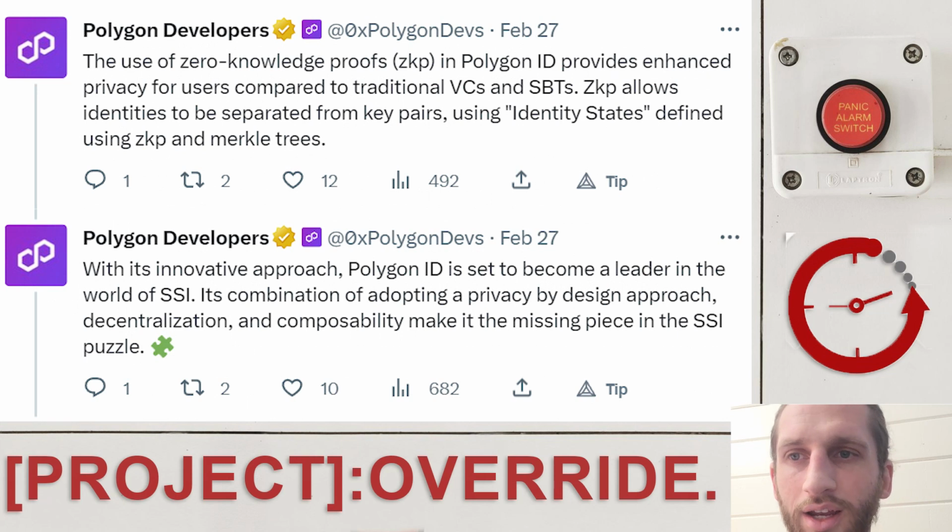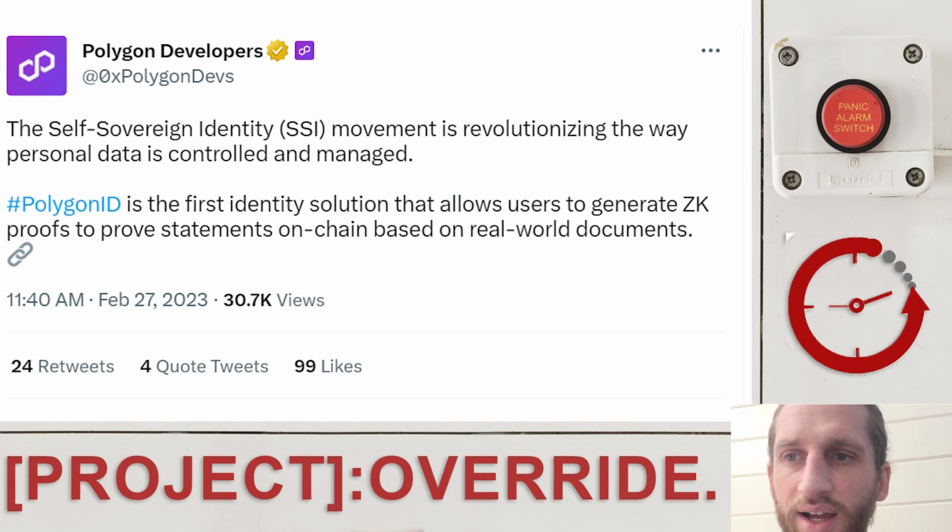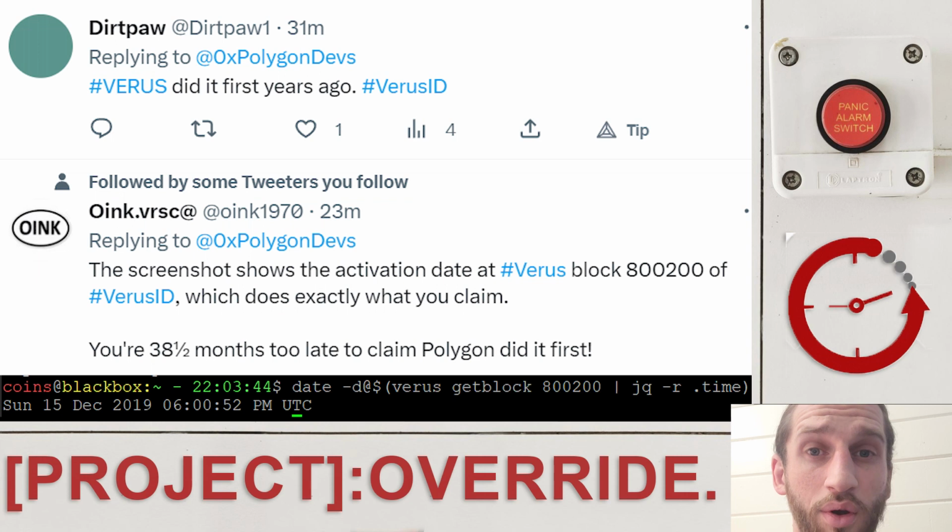For example, I can prove that I am the age of majority without handing over my driver's license or exposing who I am. VerusIDs were actually the first implementation of a self-sovereign ID using zero-knowledge proofs, although Polygon claims they were the first on February 27th, 2023. Veruscoin did this over 3 years ago, proven with a snapshot of their blockchain.